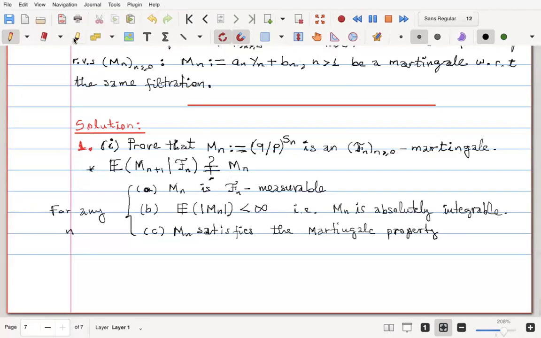So for any n, we have to prove all this. What we are going to prove here, the other ones are obvious, so I'm not going to go into that. I'll go straight to the martingale property. I'm specifying this so that you will not think that we only prove the martingale property. No, we prove these three properties. What we are going to prove here is this one, the martingale property.